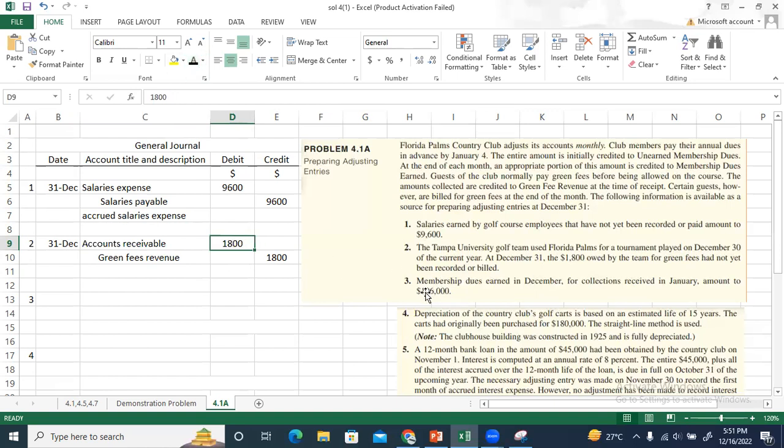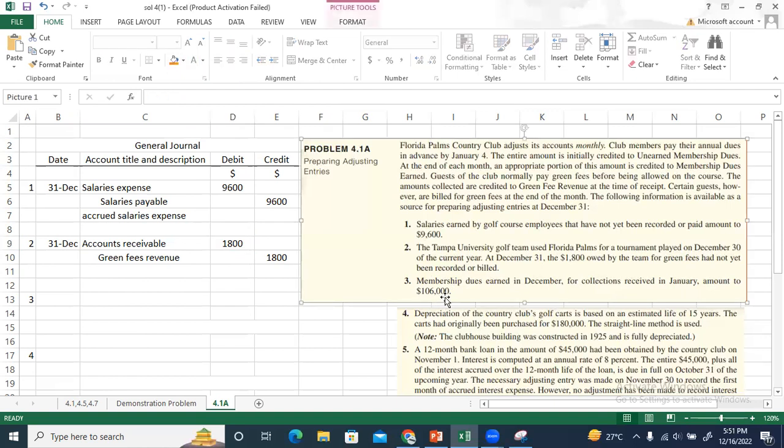Then third is membership dues earned in December for collections received in January amount to 106,000. Now, membership dues earned in December.